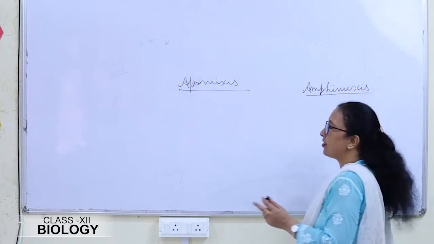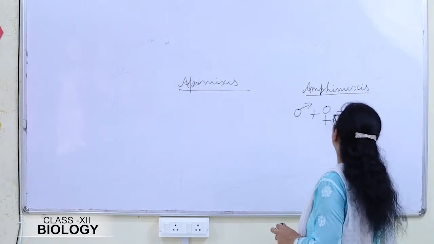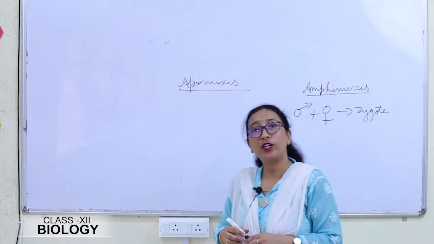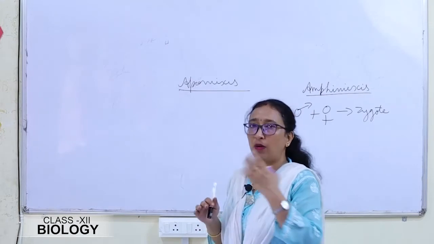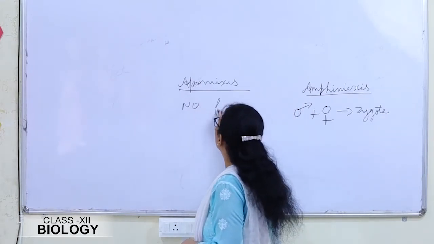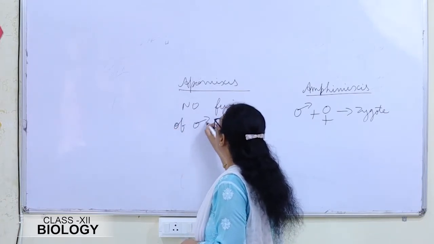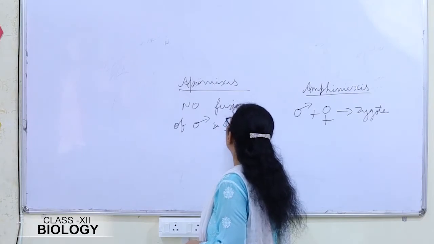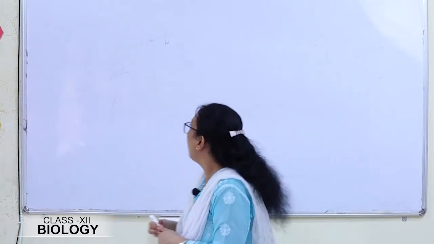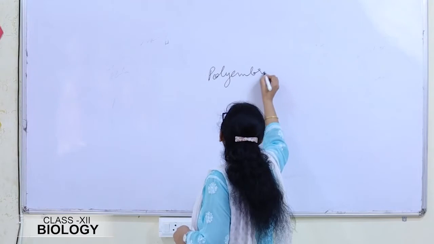Amphimixis means fertilization, that is the fusion of male and female gamete to form zygote, and further development will take place. Now what is apomixis? Apo means without mixing, that is no fusion of male and female gamete, that is apomixis. What is polyembryony?